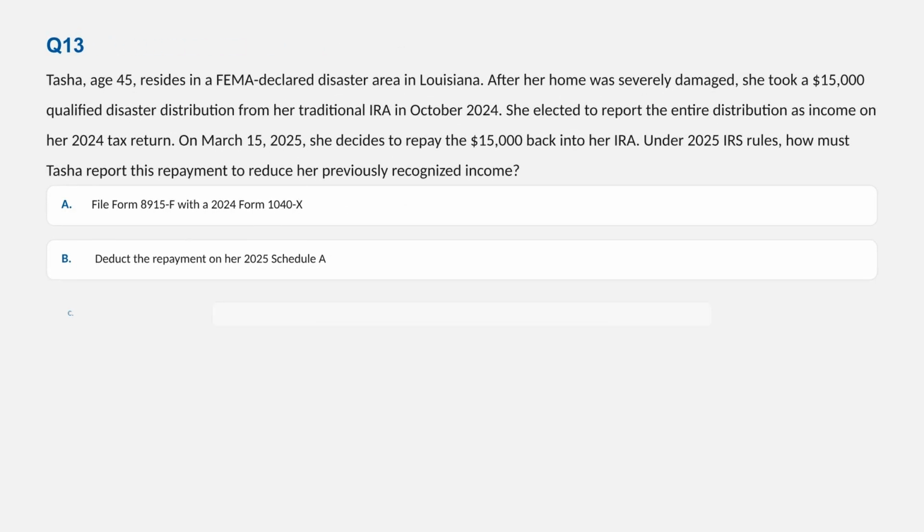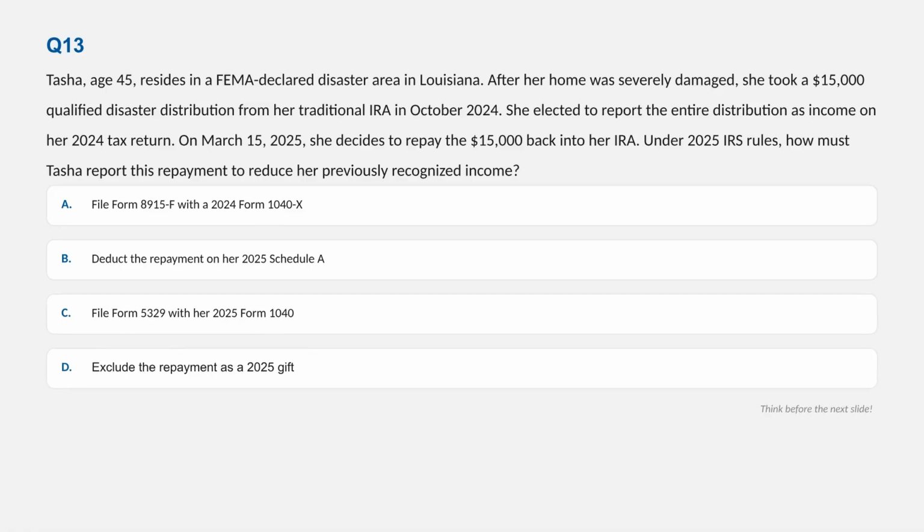Alright, let's move to question 13. Tasha, age 45, resides in a FEMA declared disaster area in Louisiana. After her home was severely damaged, she took a $15,000 qualified disaster distribution from her traditional IRA in October 2024. She elected to report the entire distribution as income on her 2024 tax return. On March 15th, 2025, she decides to repay the $15,000 back into her IRA. Under 2025 IRS rules, how must Tasha report this repayment to reduce her previously recognized income?